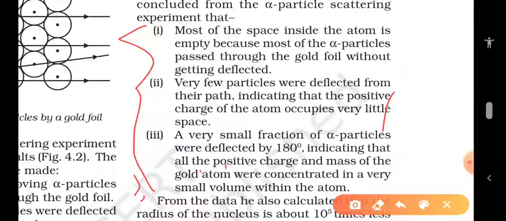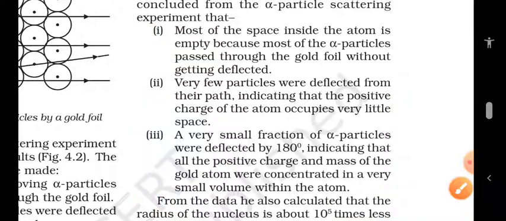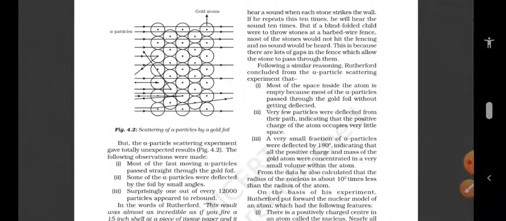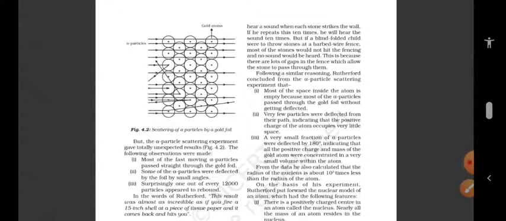Very few particles were deflected from their path, indicating that the positive charge of the atom occupies very little space. Yes, the protons and the neutrons are at the center of the atom, but it occupies very little space. Okay, so just note down these points, very important conclusions that were derived from this experiment.